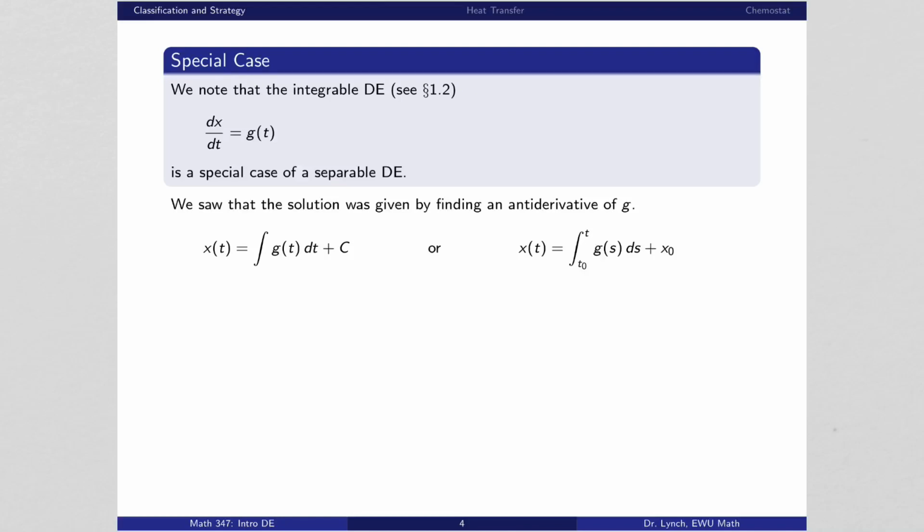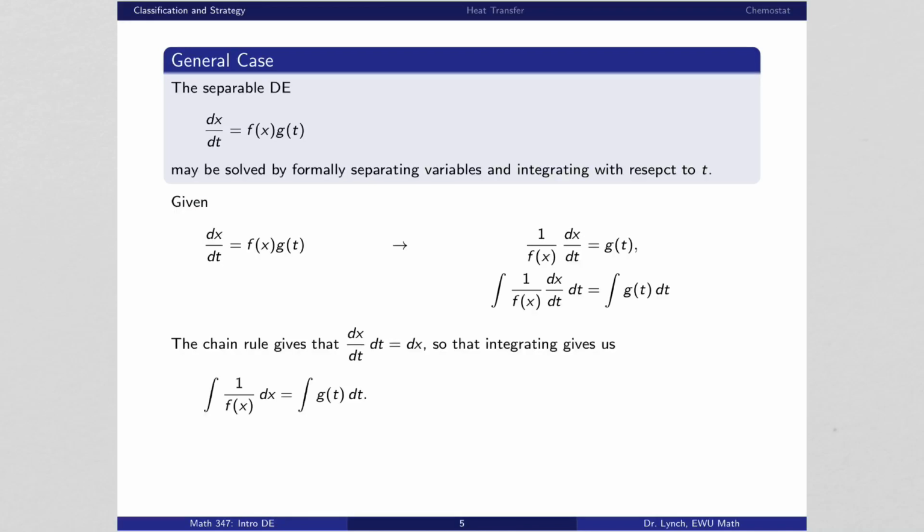We saw that the solution of this integrable differential equation was given by finding an antiderivative of g, either using a definite or indefinite integral. And that same strategy is going to allow us to find a solution of our separable differential equation as well. So the second reason a differential equation is called separable is because of the solution strategy. The strategy for solving is by formally separating variables and then integrating both sides with respect to the independent variable, which in this case is t.